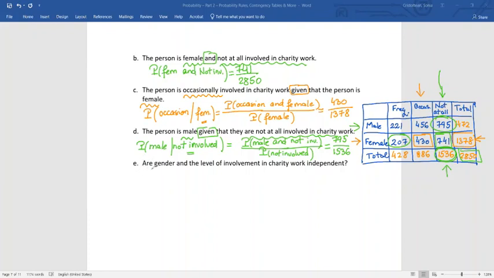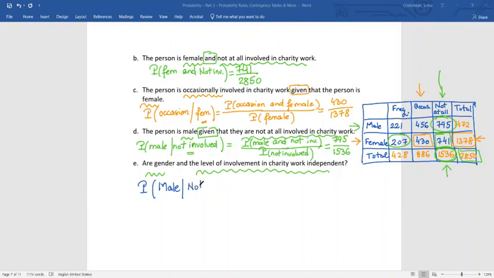And here is the last question related to this contingency table. Are gender and level of involvement in charity work independent? In other words, is one event occurring affecting the probability of the other event occurring? So how do we check independence? Well, this is how we check independence. Probability of one event, let's just say being a male, given that he is or he is not involved.